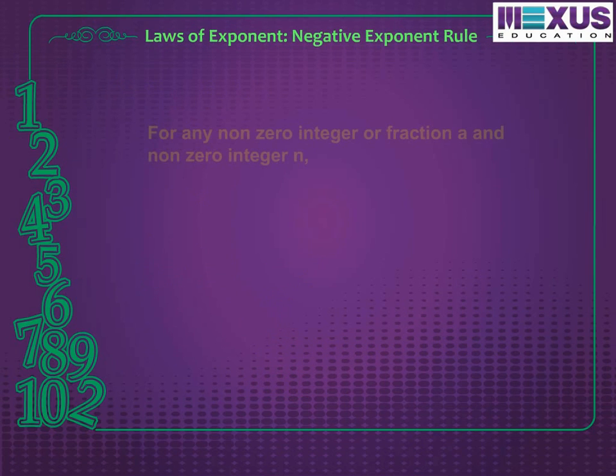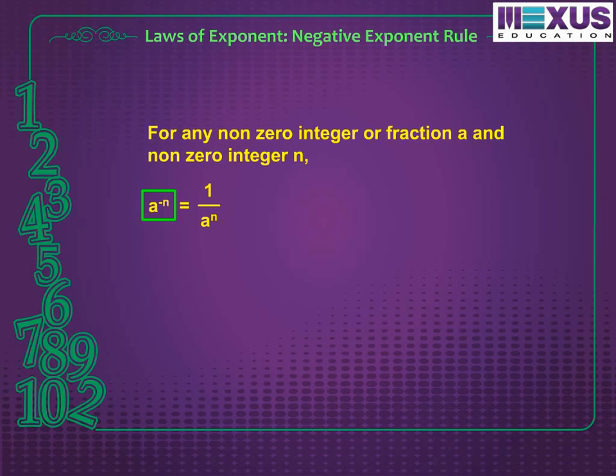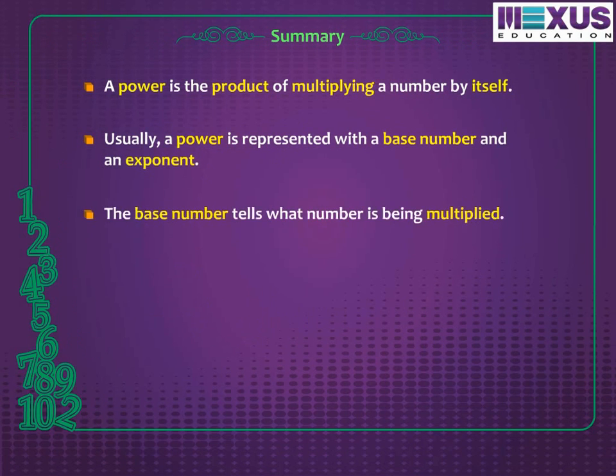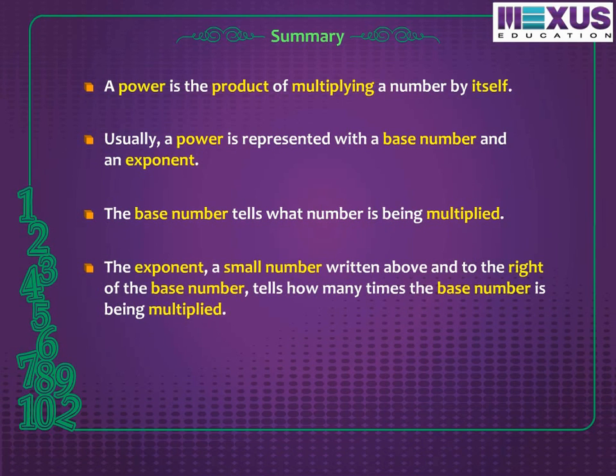Last rule of laws of exponent is negative exponent rule. For any non-zero integers or fraction a and non-zero integer n, a raised to minus n is equal to 1 upon a raised to n. Example: 2 raised to minus 3 is equal to 1 upon 2 raised to 3, equals 1 upon 8, equals 0.125. Let us revise all that we learned in this module on power and exponent.